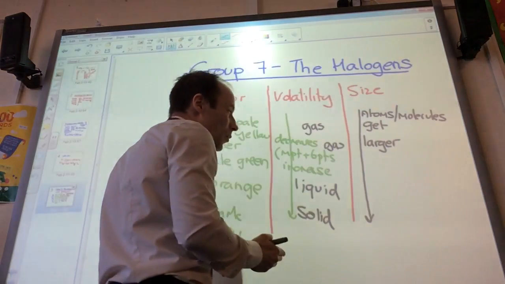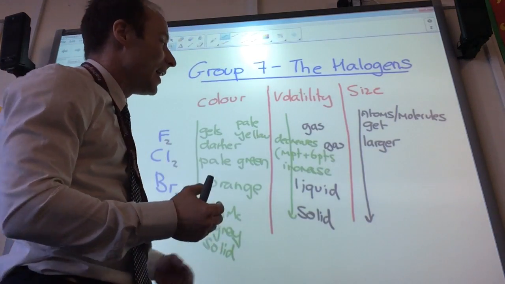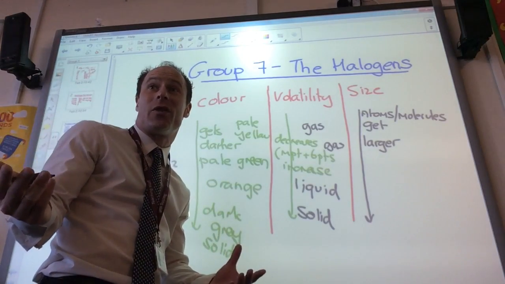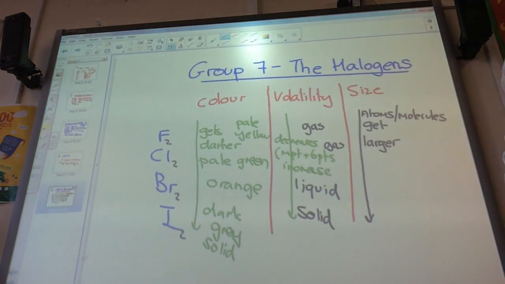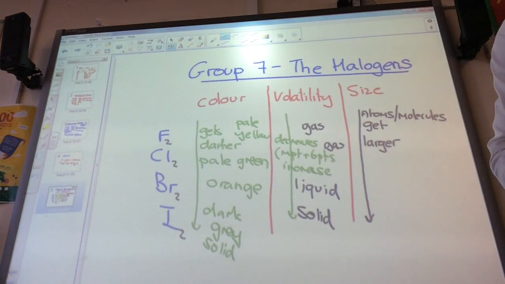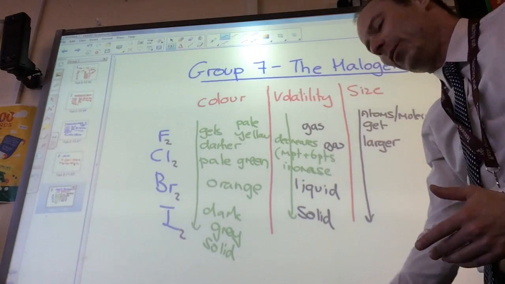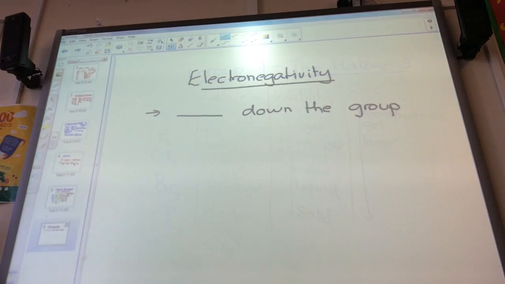So the reason why the volatility decreases, or my melting and boiling points get higher, is because I've got more electrons. The more electrons I have, the more Van der Waals forces I have, and the more Van der Waals forces I have, the higher the melting and boiling point. So the number of electrons is really important, and it's obviously important that they always exist as diatomic molecules as well.